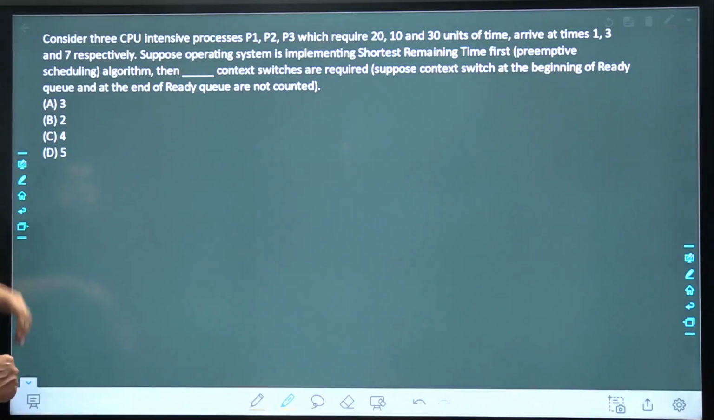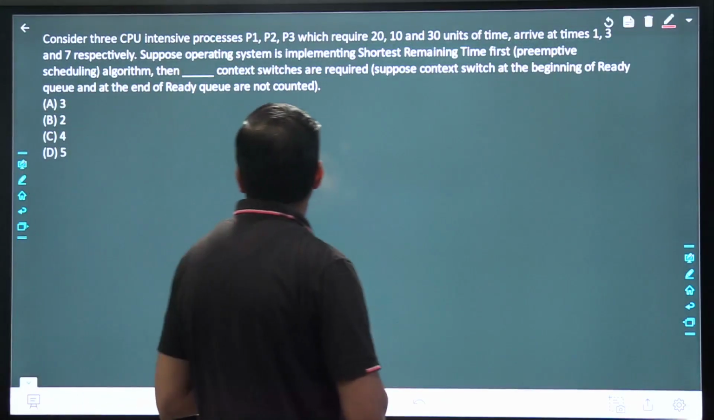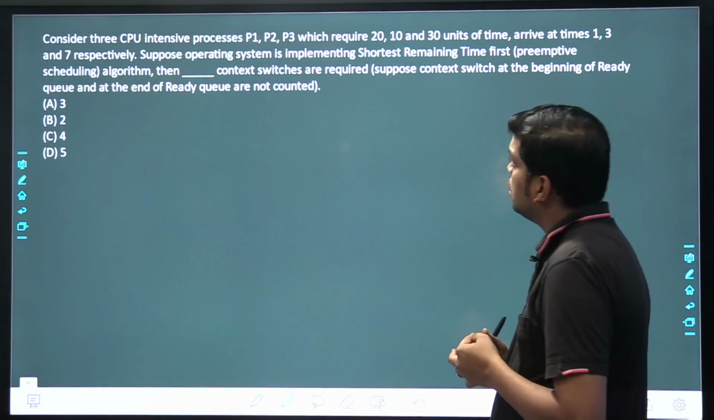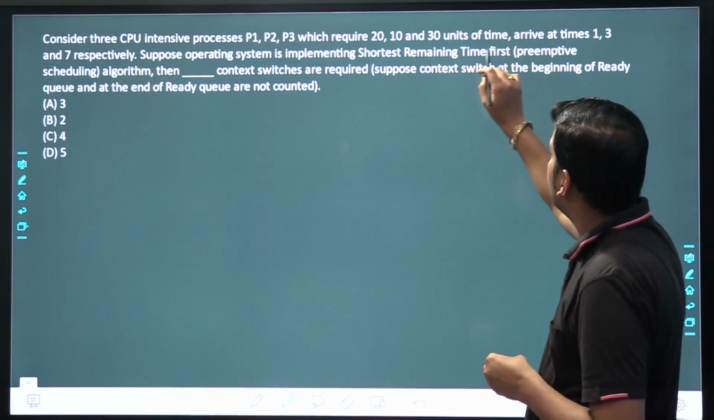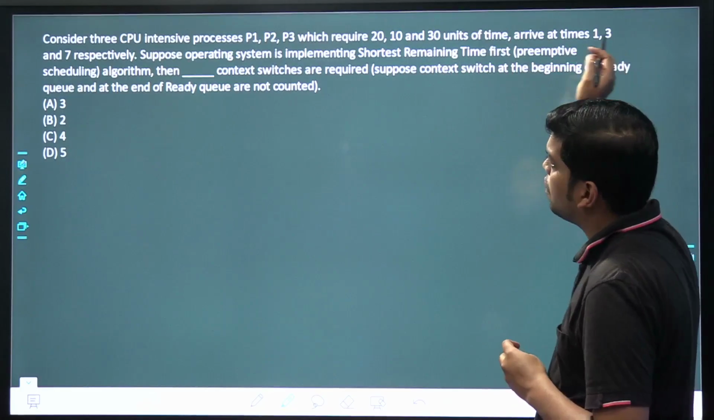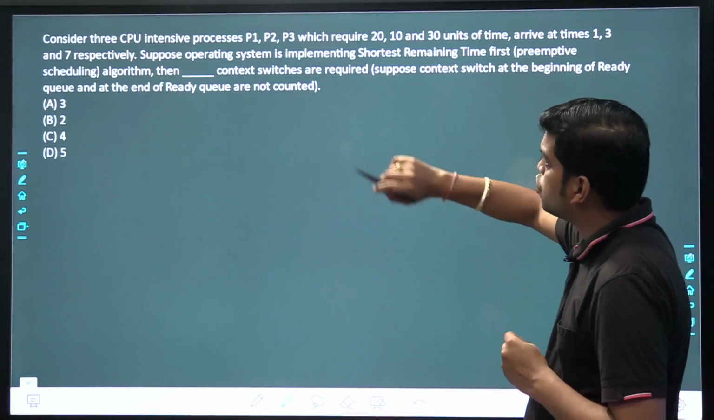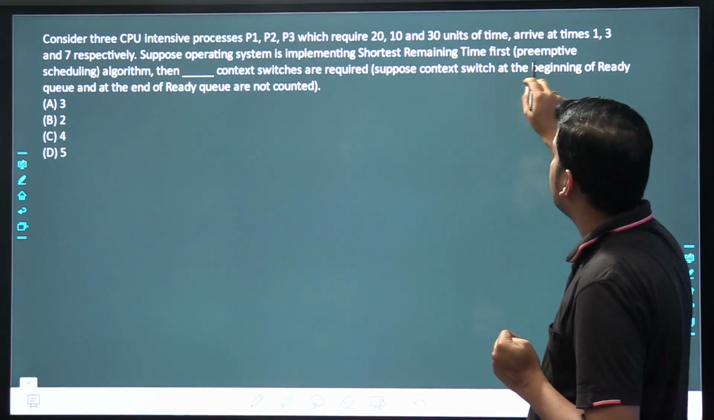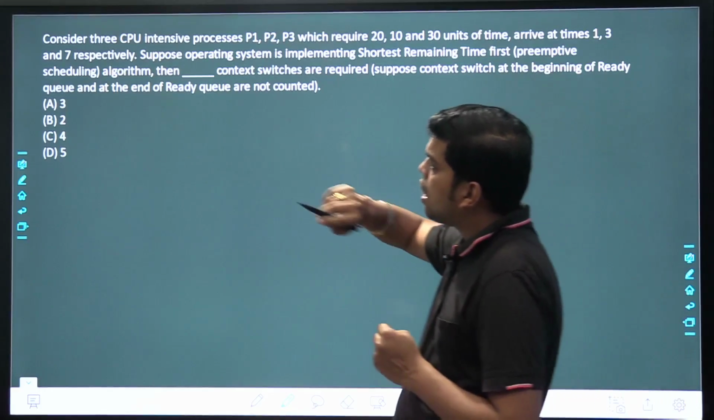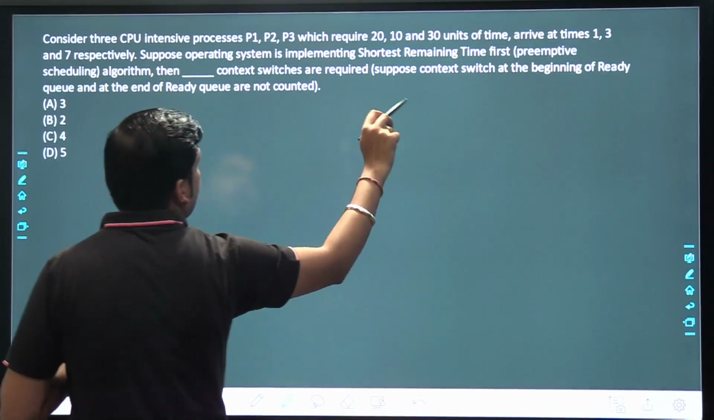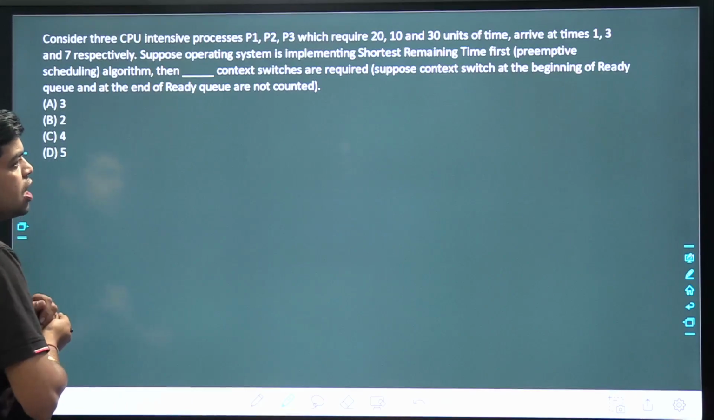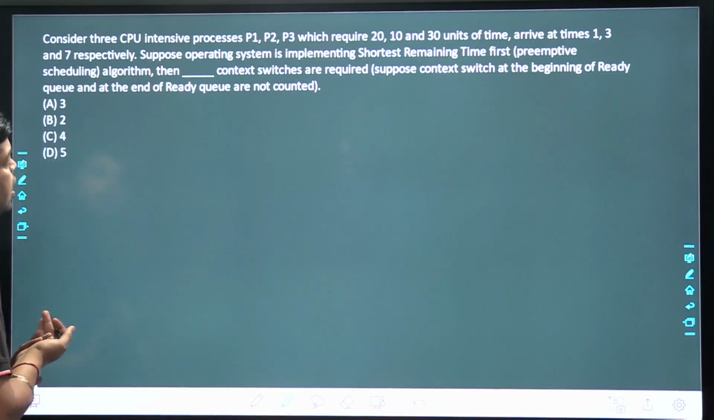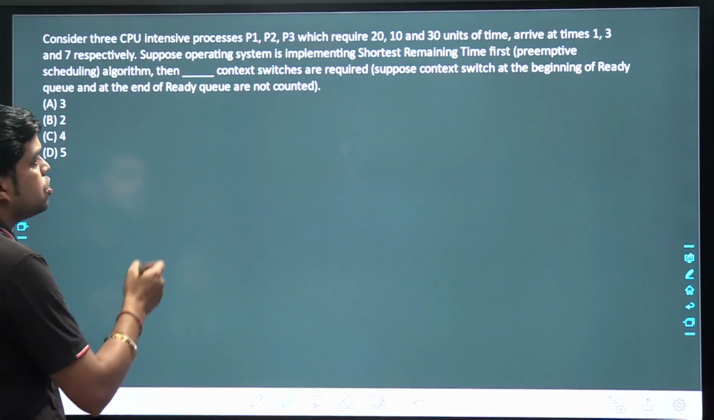Now consider the CPU intensive processes, whose burst times are 20, 10, 30 units respectively, arriving at times 1, 3 and 7. Suppose the operating system is implementing SRTF preemptive scheduling, then how many context switches are required? Suppose context switching at the beginning of the ready queue and at the end of the ready queue is not counted. So that is a very easy question.